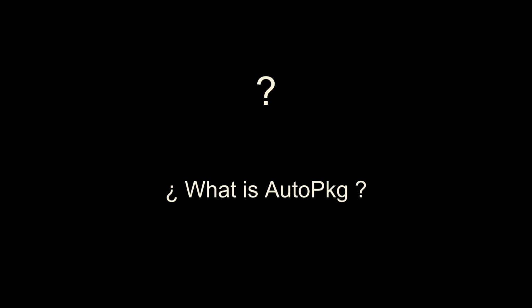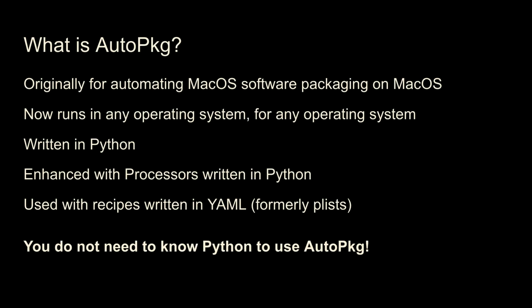So what is AutoPkg? It's originally for automating macOS software packaging on macOS, targeting macOS software deployment tools, specifically Munki. But now it runs on any operating system for any operating system. You can run AutoPkg on Mac, Windows, or Linux, and you can use it to package software for Mac, Windows, and Linux. And you can technically deploy that to any tool. Some things are kind of out of the box with AutoPkg, but for some of this, you might need to write something to work with your specific tool. But once you've done that, then you're good to go.